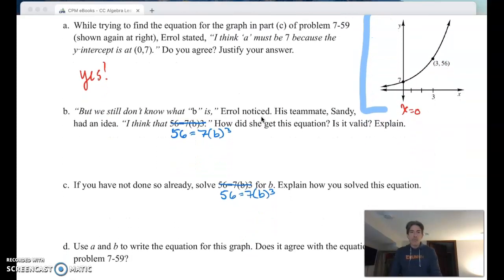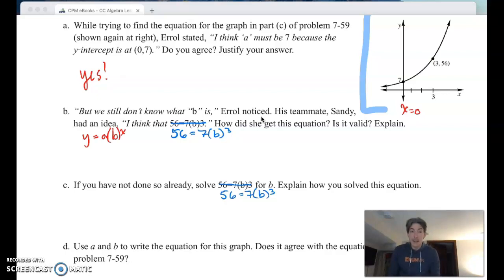Well, but we still don't know what b is. Errol noticed his teammate Sandy had an idea. I think that 56 equals 7 times b to the third. How did she get this equation? Well, she went ahead and took y equals a times b to the x power.